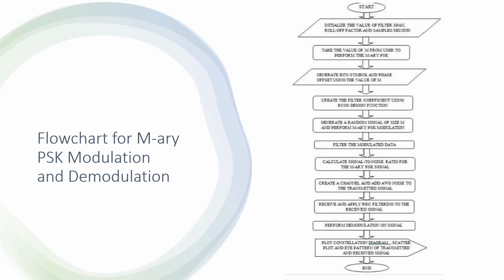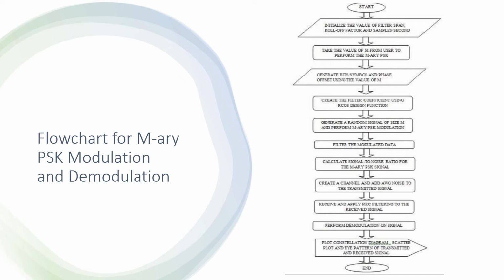Next, we have the flowchart for M-ary PSK modulation and demodulation. Starting by initializing the values of filter span, roll-off factor, and samples per second. Second, we take the value of M from the user to perform the M-ary PSK. Then we generate bits, symbols, and phase offset using the value of M. Next, we create filter coefficients using the RCOS design function. Following that, we generate a random signal of size M and perform M-ary PSK modulation. From that, we filter the modulated data.